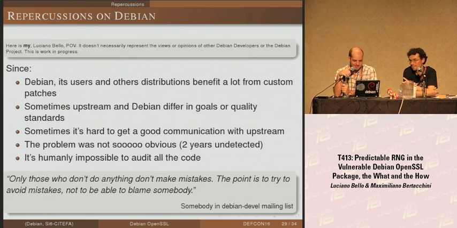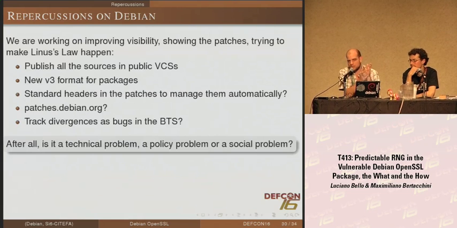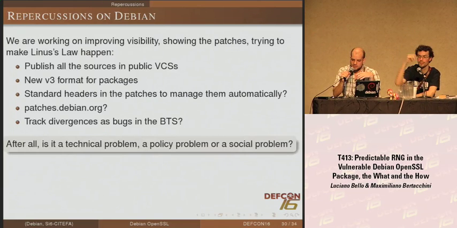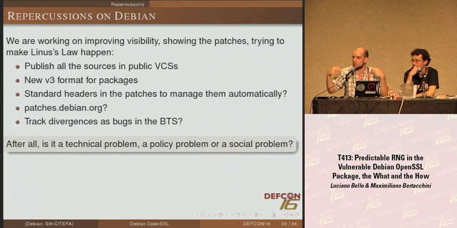Of course, we cannot audit all the code because it's a lot of lines of code. So, let's see. Debian is working on visibility. Do you know about the Linux law? How many of you know the Linux law? The Linux law says, given enough eyeballs, all bugs are shallow. So we are working on creating many eyeballs, so many eyeballs will see the code. In that case, we are trying to make the version control systems for all the sources public, and working on patches.debian.org, which will be a place where the patches will be.